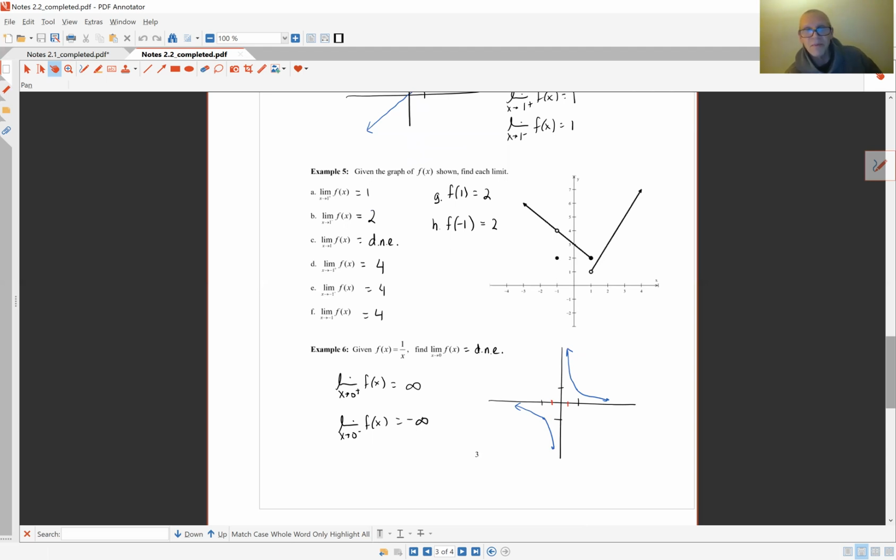Here we see another one in example 6. That's called the hyperbola. We're graphing 1 over x. If you take the limit as x goes to 0 of f of x, you don't even get close to a single value. As you approach from the right, the graph goes to positive infinity. And as we approach x equals 0 from the left, the graph goes down to negative infinity. So the limit of that hyperbola, f of x equals 1 over x, as x goes to 0 does not exist.